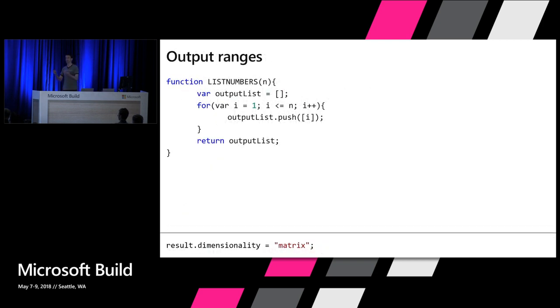I also have a function that can return a range of data as its output. And in this case, it'll just return a list of numbers. Here, I have to specify that the result's dimensionality is a matrix, excuse me. And then again, when I say return output list in the last line of my function, it's going to require that I pass it an array of row arrays in JavaScript. So this is quite intuitive, just what you would expect for dealing with ranges, just using native JavaScript arrays.